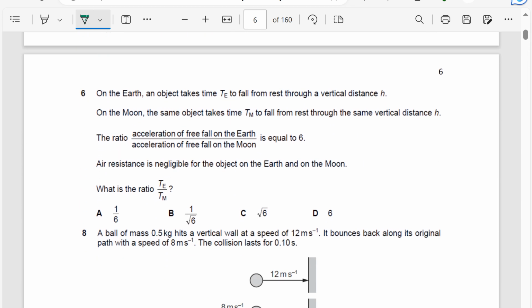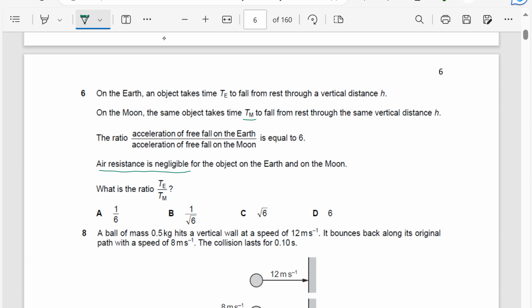On the Earth, an object takes time Te to fall from rest through a vertical distance h. On the Moon, the same object takes time Tm to fall from rest through the same vertical distance h. The ratio of the acceleration of free fall on Earth over the acceleration of free fall on the Moon is equal to 6. Air resistance is negligible. This is very important. Air resistance is negligible, so equations of motion can work.